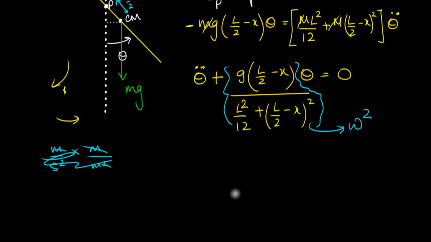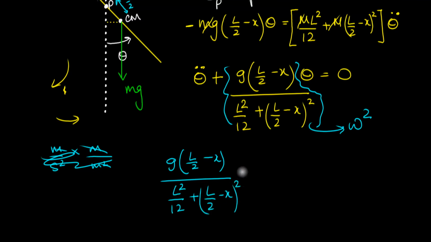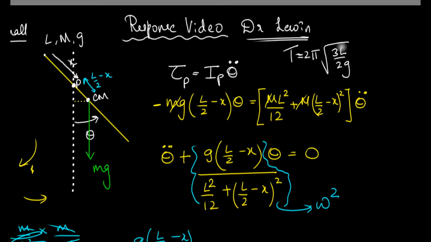Awesome. Okay, everything is fine. So g times L by 2 minus x, divided by L squared divided by 12 plus L by 2 minus x the whole square, should be the same as the omega square for this guy. And for the omega square, I first have to calculate the frequency, which is going to be 1 divided by 2 pi square root of 3g by 2L.